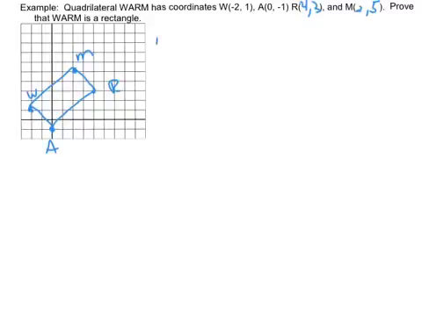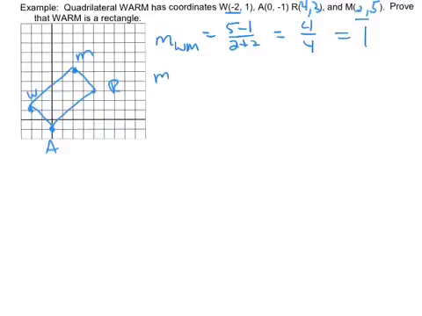So the slope of WM is going to be, I have W and I have M, 5 minus 1 over 2 minus a negative 2. So that slope is going to be 4 over 4, which is a slope of 1. If you have a fraction, it's probably best if you reduce it because you might not have the same numbers each time until they're reduced. So there's the slope of WM.